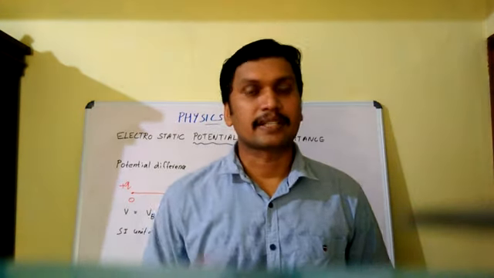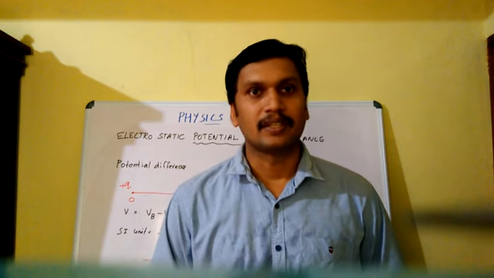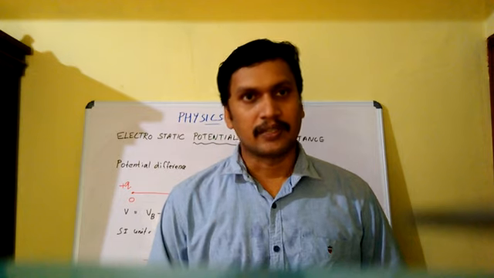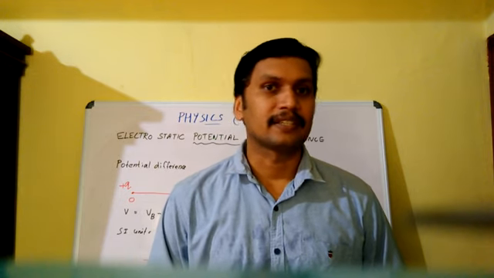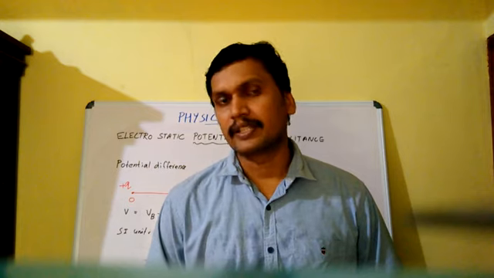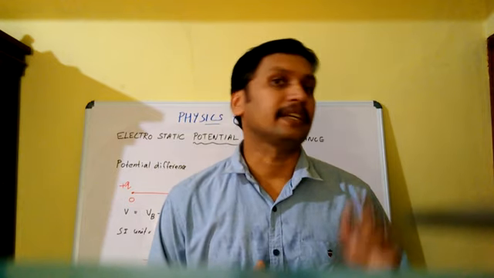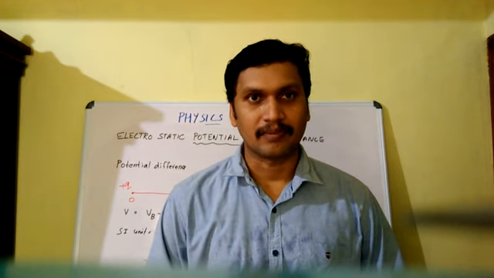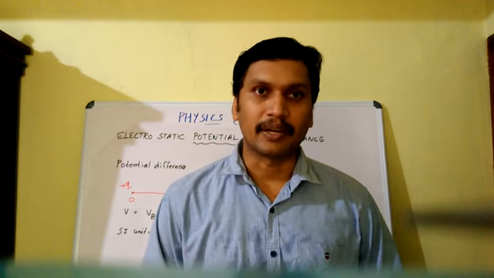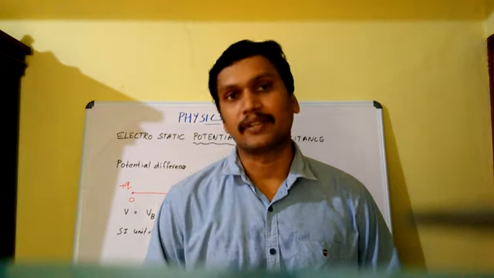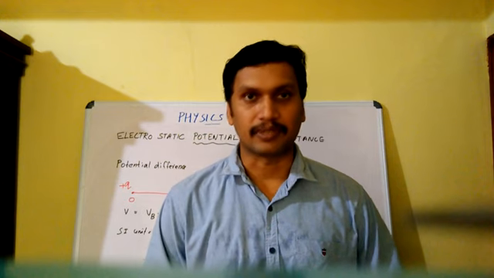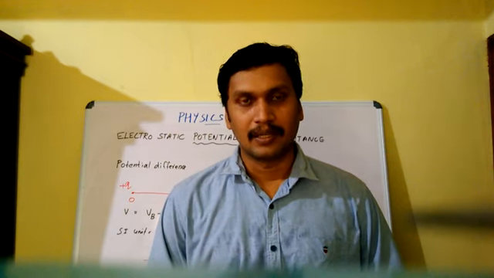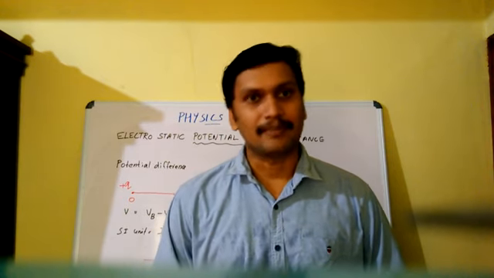Hello friends, now we are starting the second chapter in physics, that is electrostatic potential and capacitance. In the first chapter, electric charge and electric field, we already saw the physical quantity electric field intensity, which is used to describe the electric field due to a charge. We have another scalar quantity which is also used to describe the electric field due to a point charge or charge distributions. That quantity is known as electrostatic potential. Let us see in detail what electrostatic potential is.